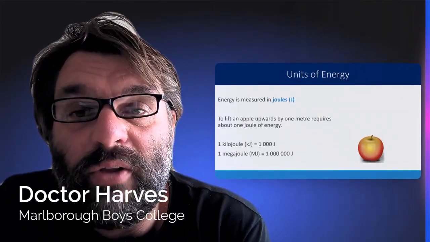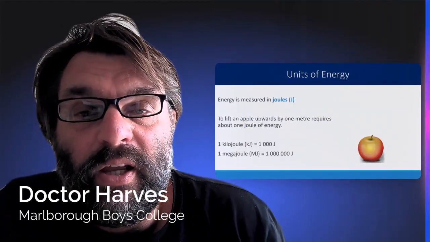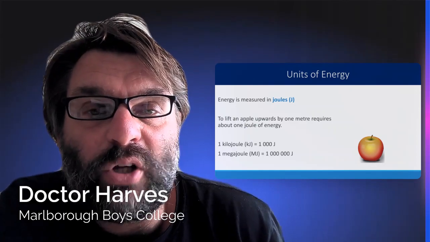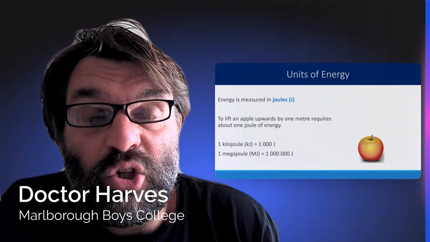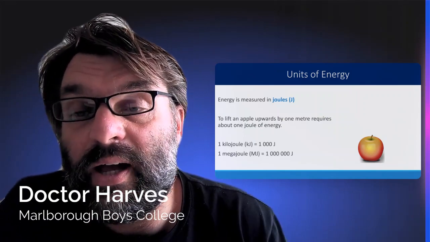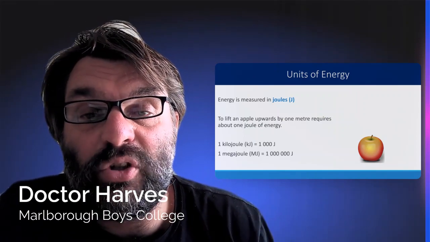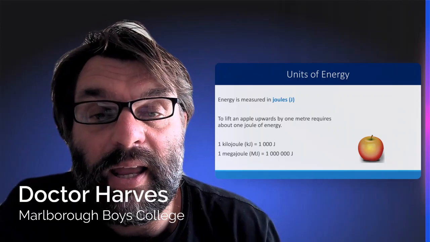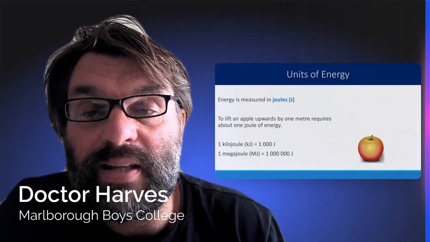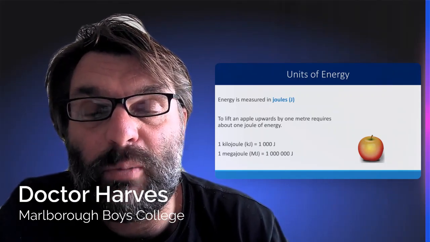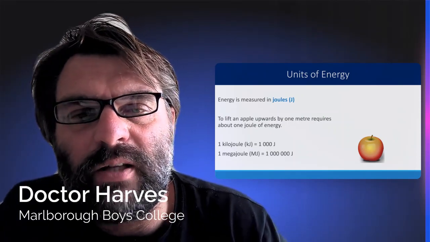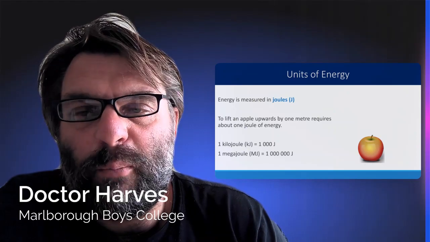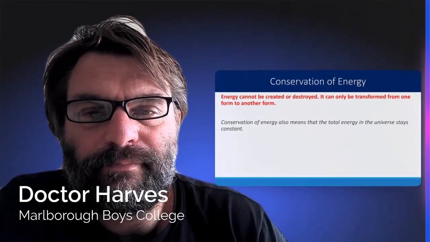And just to remind you, the units of energy are joules. So here we have an apple, so if we lift it upwards by a meter, this requires 1 joule of energy. And 1,000 joules is a kilojoule, and 1 million joules is a megajoule, capital M. So be careful in exam questions when they have those prefixes in front of the numbers. You have to convert it to the appropriate number of joules.